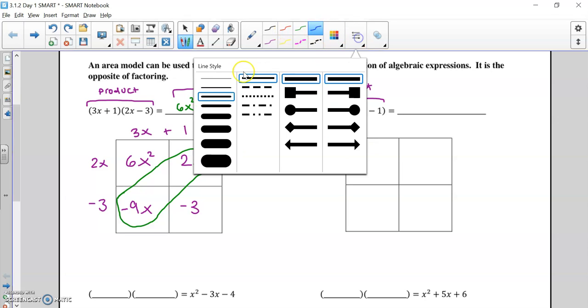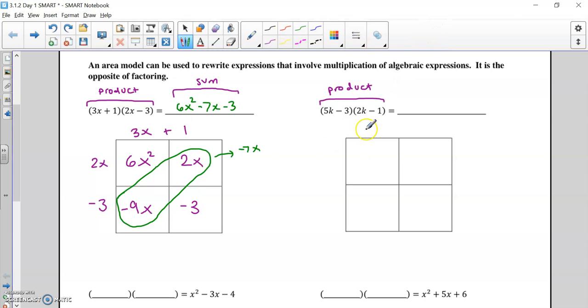Okay, so let's do another one. Let's switch colors for funsies. All right, so let's see. We got 5k minus 3, and then a 2k minus 1. So let's go ahead and multiply. 2k times 5k is 10k squared. Negative 3 times 2k is negative 6k. 5k times negative 1 is negative 5k. And negative 1 times negative 3 is positive 3.